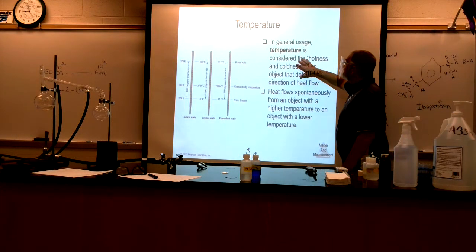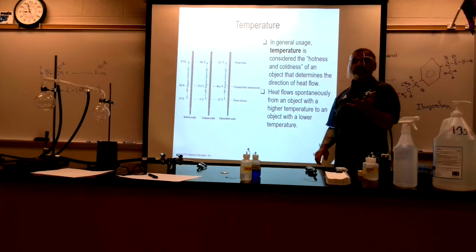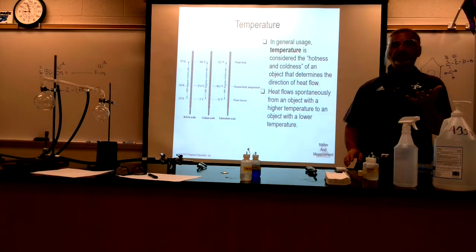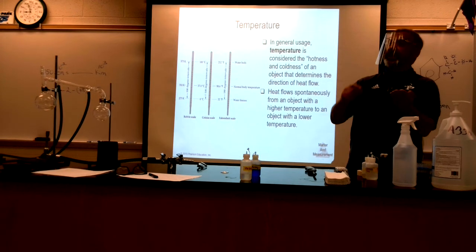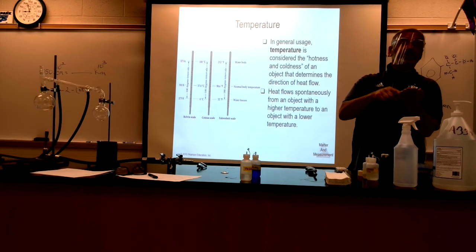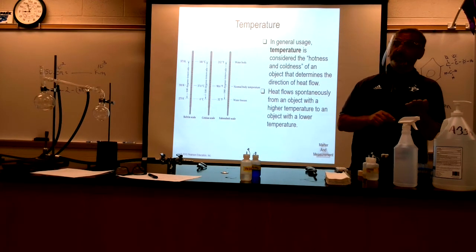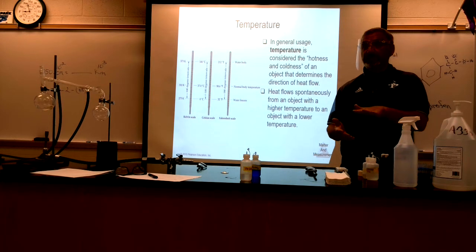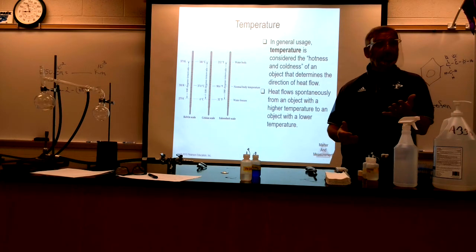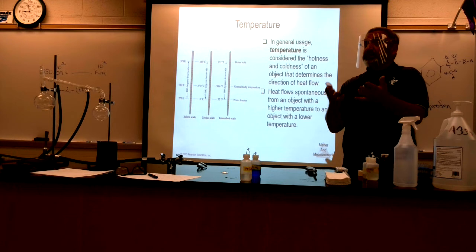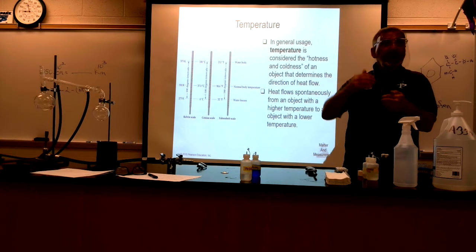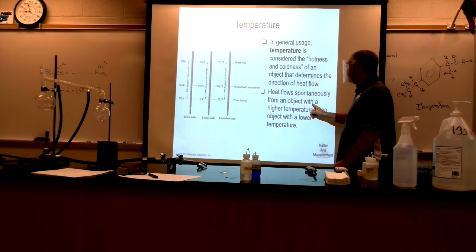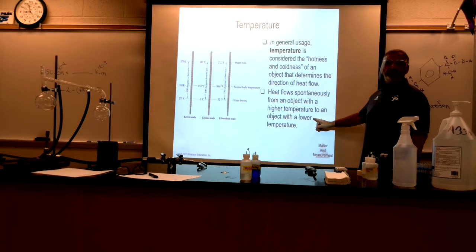And so it's a measure of hotness or coldness, but if you put an ice cube into your hand, your hand is a higher temperature than the ice cube, so your hand is hot, the ice cube is cold. But if you take your hand and put it on a hot skillet, the skillet is hot and your hand is cold. So temperature determines the hotness or coldness of something. Higher temperature is hot, lower temperature is cold. Heat always flows from hot to cold.